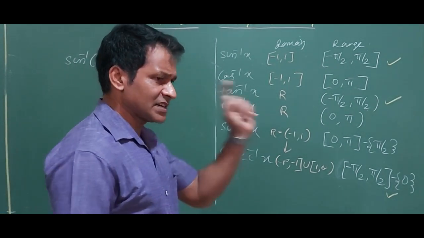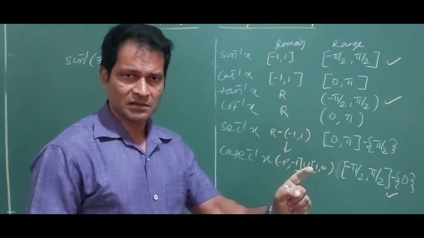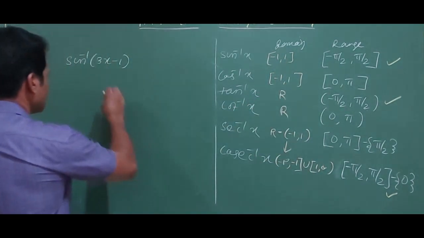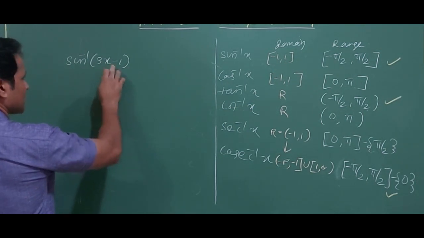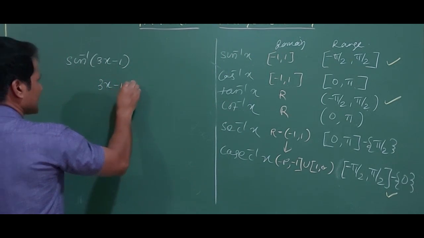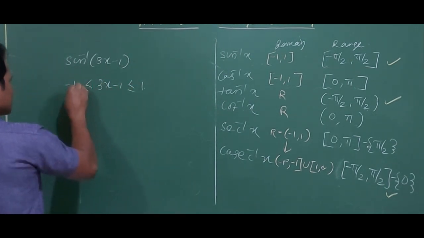Immediately the mindset is sin inverse x. What is the domain of sin inverse x? The domain is minus 1 to 1, a closed interval. So instead of x, this is 3x minus 1. I will copy this over here: 3x minus 1 is less than or equal to 1 and greater than or equal to minus 1. That's all.